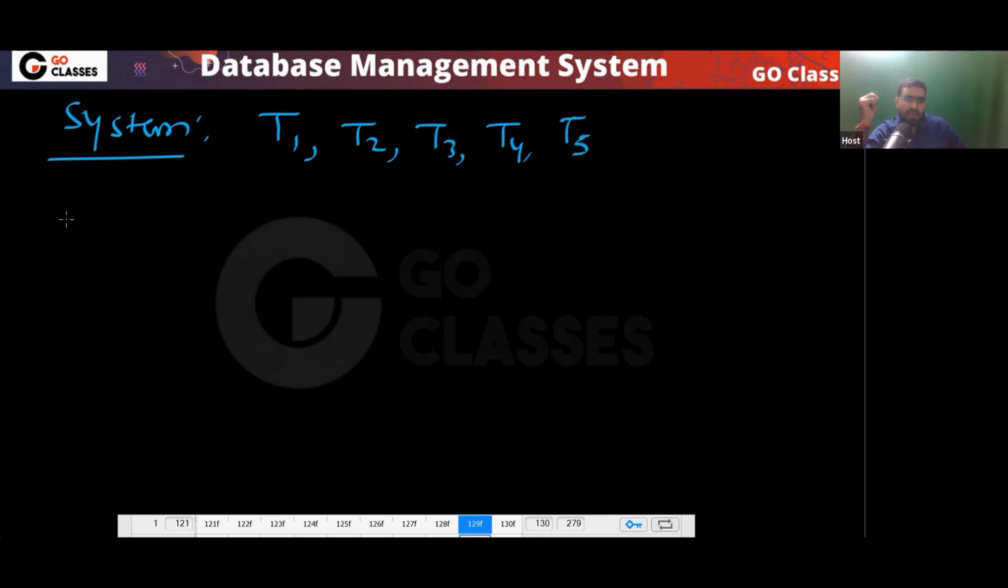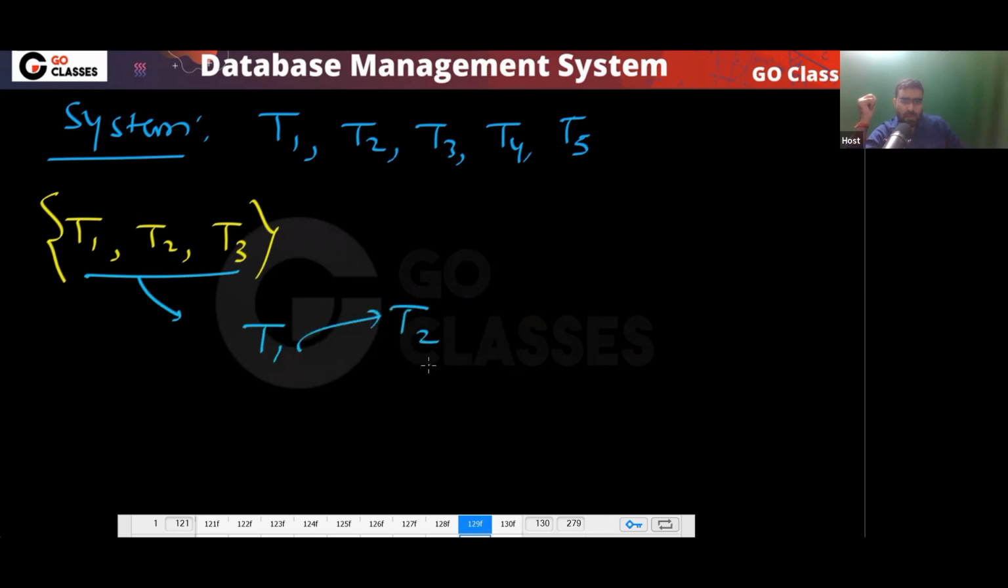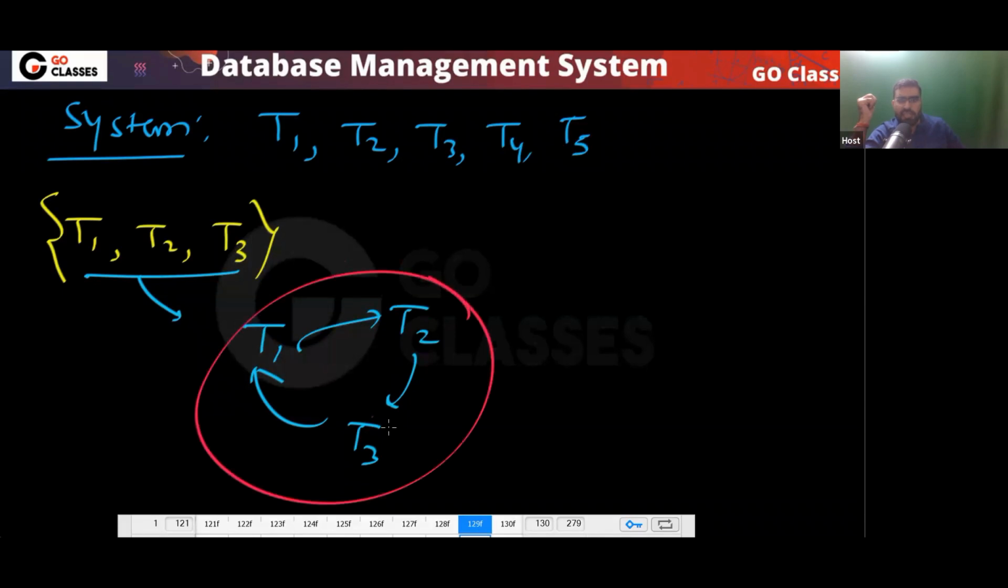Now consider this set T1, T2, T3. In this set, let's assume everyone is waiting for another. T1 is waiting for T2, T2 is waiting for T3, and T3 is waiting for T1. Now you can notice that I can say there is a deadlock. Yes or no?